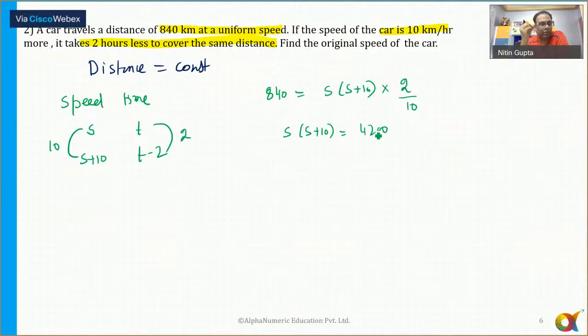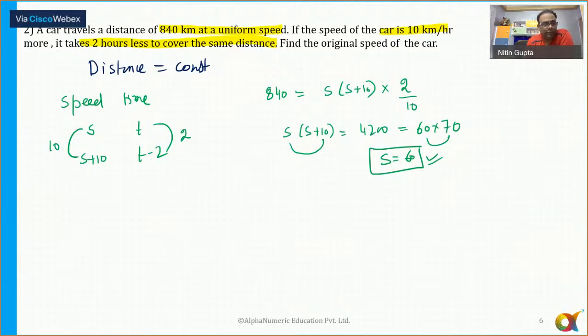Do not try to solve it, do not try to make it a quadratic equation. I basically need two numbers whose product is 4200. If the answer is not in fractions, I'll try to factorize this. I think it is nothing but 60 into 70, isn't it? 60 into 70 is 4200, and this is 60 plus 10, 70. So the speed is definitely 60. That is the speed. I hope that it is clear.